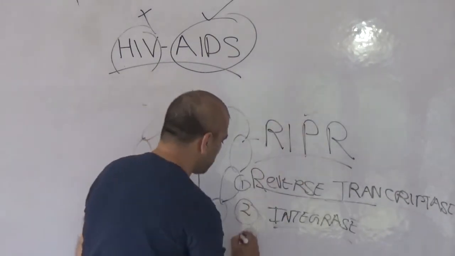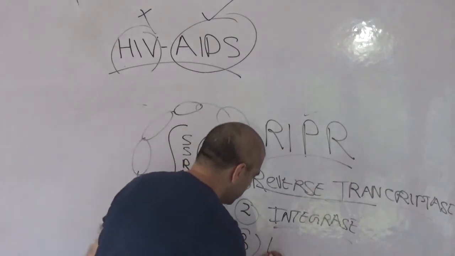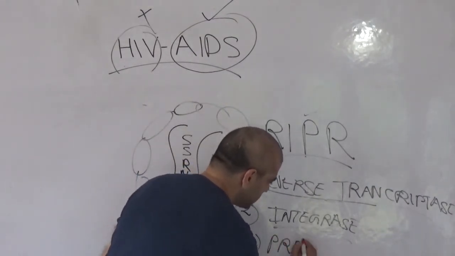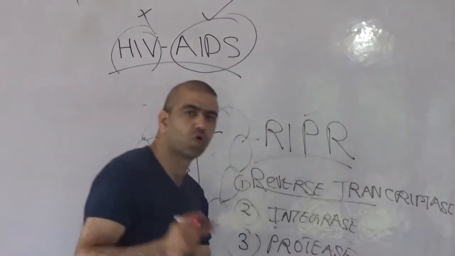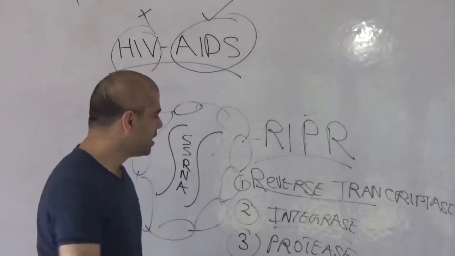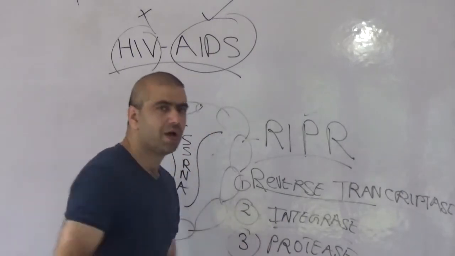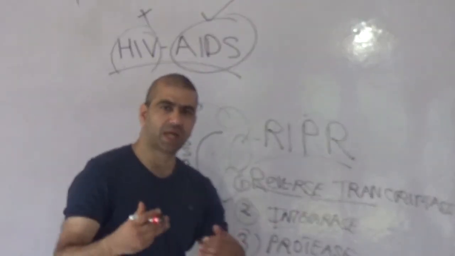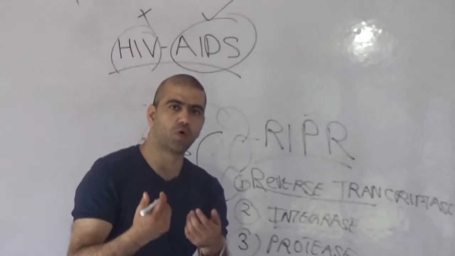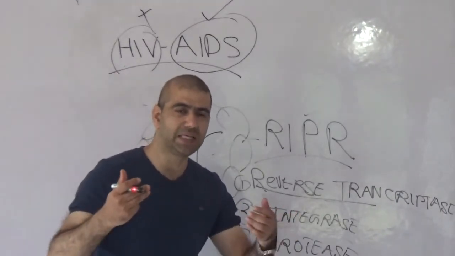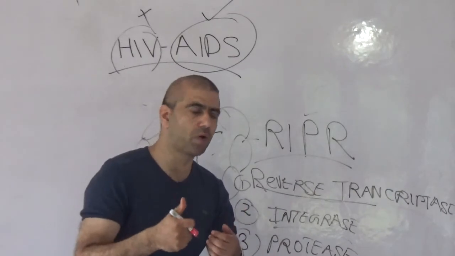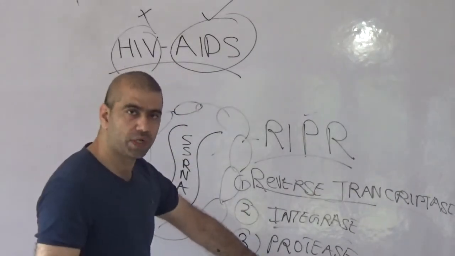Now we will talk about proteases. Protease is the third kind of enzyme that is present within the core of the HIV. Once the HIV starts replicating within the host cells, it produces long polypeptides, and these polypeptides need to be broken down. That's why we need protease.